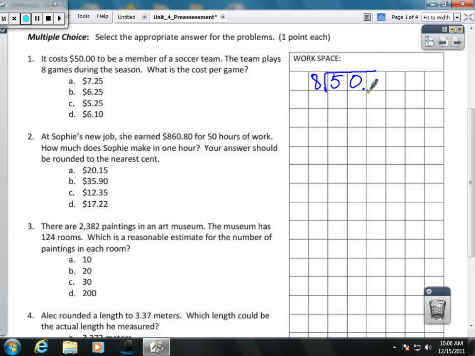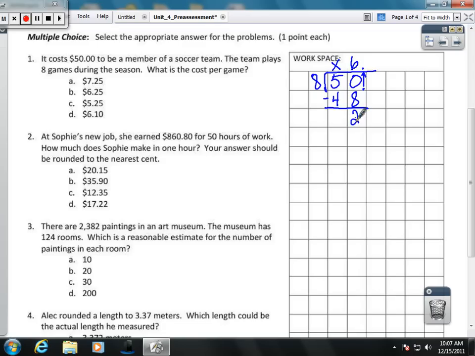8. And I can put a decimal here. When I put a decimal in my dividend, I want to kick it to my quotient. And now we go ahead and divide. So 8 goes into 5 0 times. 8 goes into 50 a total of 6 times, because 6 times 8 now is 48. I subtract 50 minus 48 is 2.